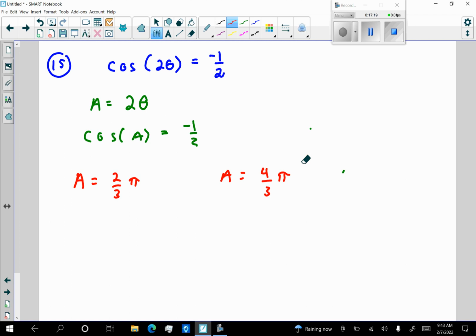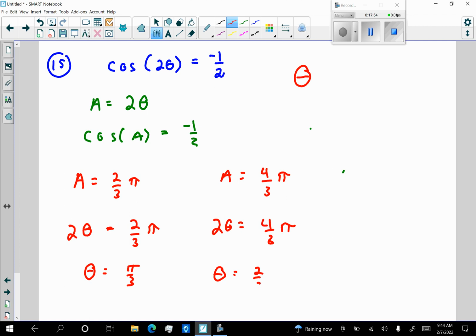And so if I let A equal 2 theta, and ultimately I want theta, I'm going to let 2 theta, which is A, equal 2/3 pi. Solving for theta, Mary Beth, you betcha, divide both sides by 2. Theta is equal to pi over 3. Putting in 2 theta here for this A, dividing both sides by 2, theta is going to be 2/3 pi.